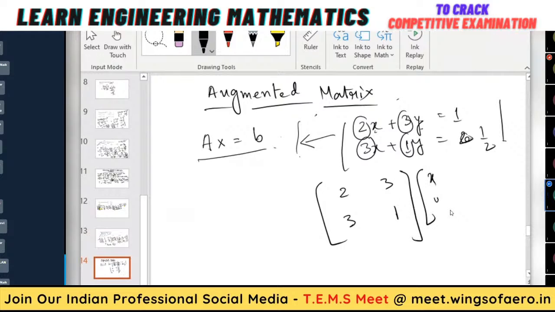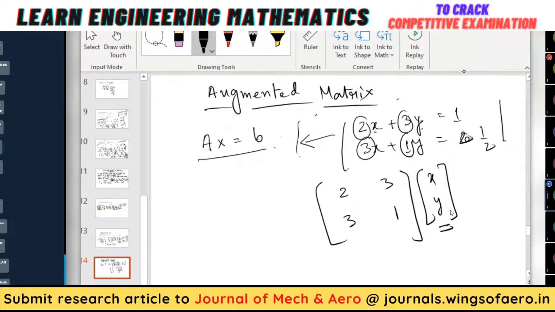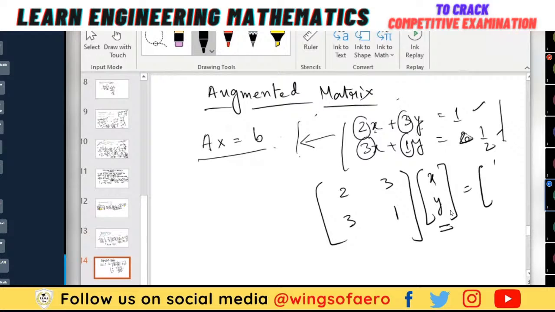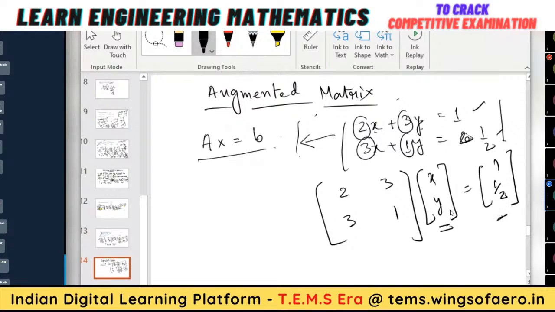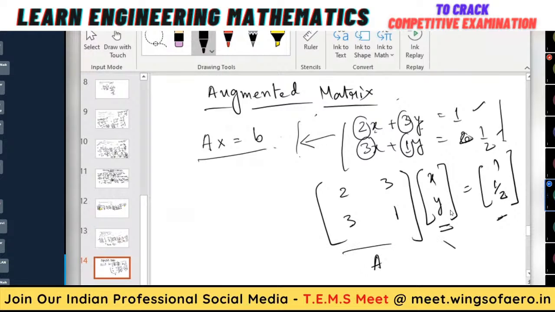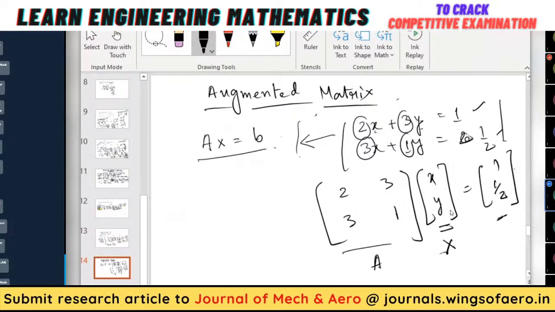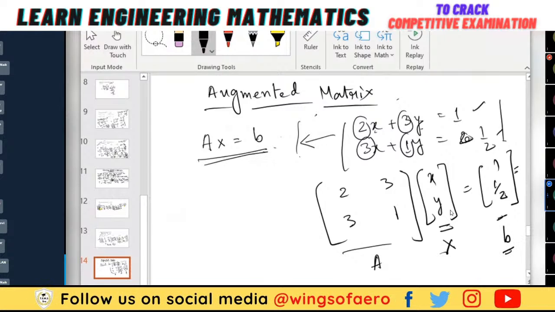Then xy as a column vector. This is a vector actually. xy is called a column vector. And 1, 1/2 is another vector. So the first matrix is A. This vector xy is capital X. This is just the representation. And this vector is called small b. So this can be represented as AX = B.